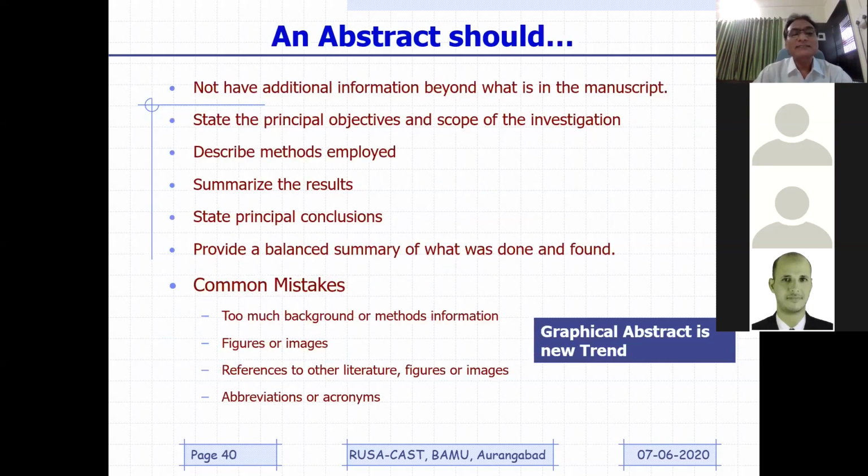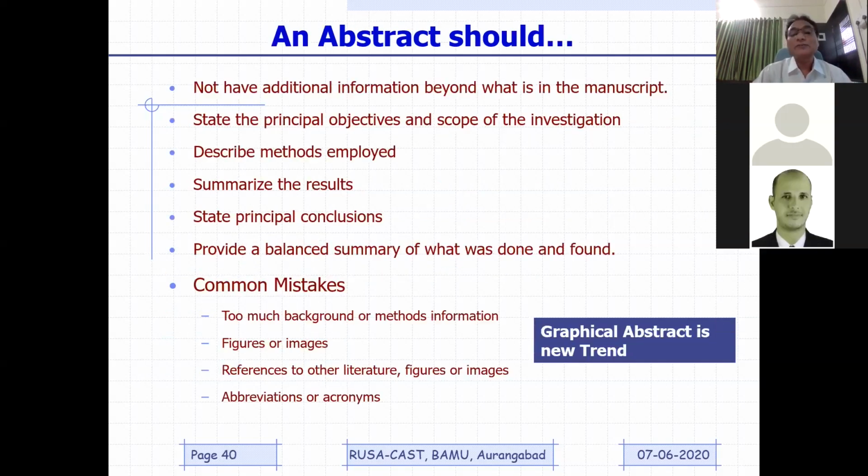Now I have quoted some examples, but what should not be there in the abstract? You should not have any additional information beyond what is in the manuscript. Sometimes some research scholars try to put the historical background of the problem they are investigating. It should not be there.